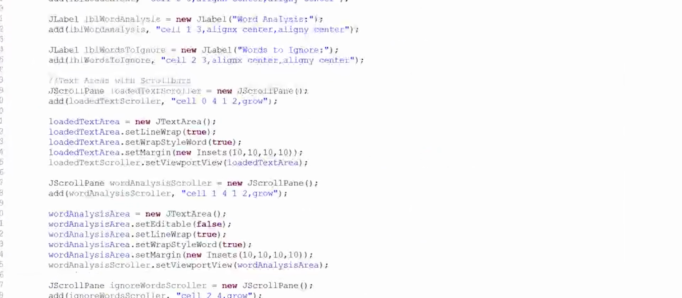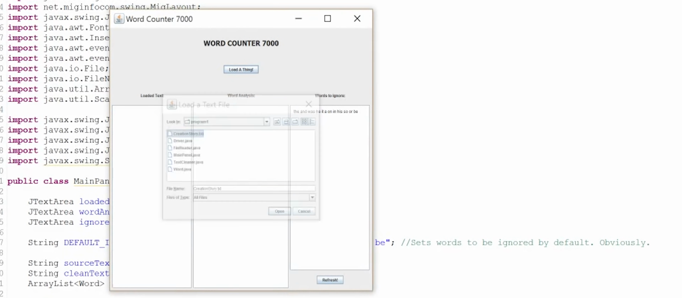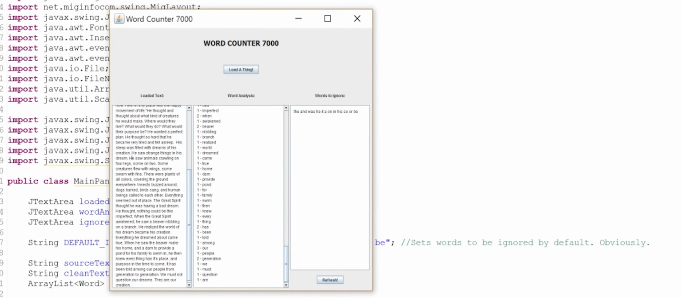So this is my program. You load in a text file, it displays that text file over here, and then does a word analysis to figure out how many times each of these words appeared in the text. There's a list of words over here to be excluded from the word analysis. So if I don't want the word there to be in there, I can do that and then refresh it. It redoes the analysis, excluding that word.